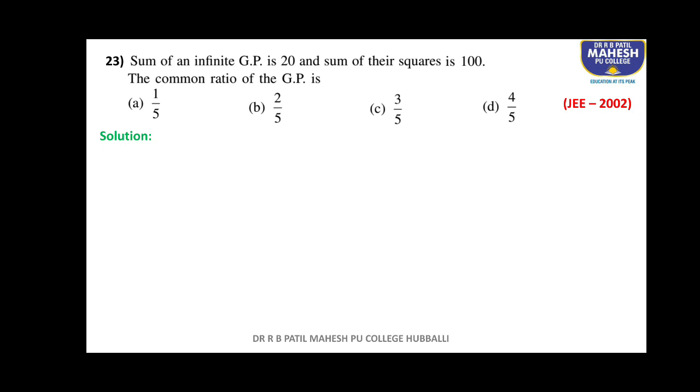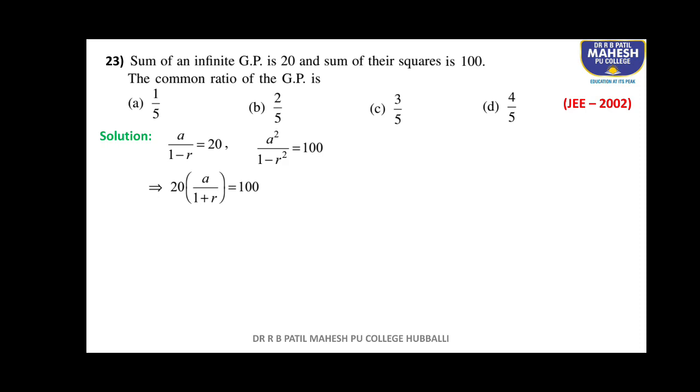The sum of an infinite GP is 20, which means we can take the formula A by 1 minus R, because A by 1 minus R is the sum of an infinite GP, which is equal to 20 here. For the sum of their squares, this can be taken as A square divided by 1 minus R square is equal to 100, because after squaring all the terms the first term is A square and the common ratio is R square. Now by using these two data we have to find the common ratio of the GP.